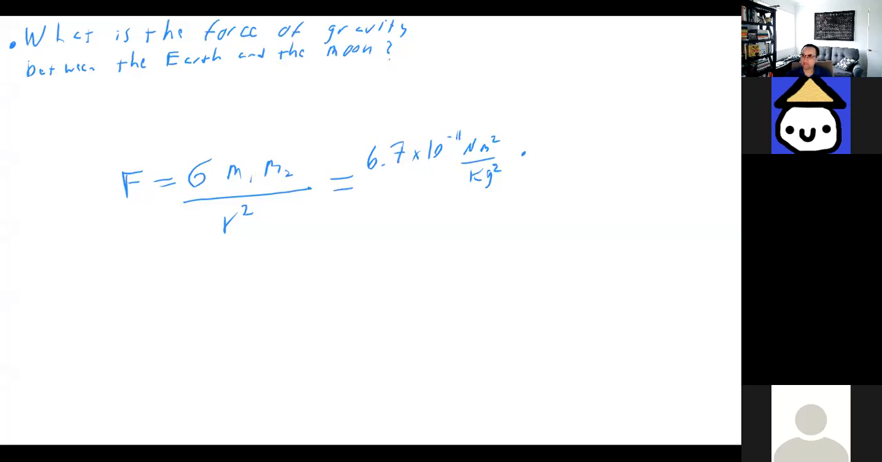And we're going to multiply this by the first mass, which is the mass of the Earth. Really it's about 6, well, let's go 6.0. We're going to round to 1 decimal place. 6.0 times 10 to the 24th kilograms. That's the mass of the Earth. Times the mass of the Moon. The mass of the Moon is 7.3 times 10 to the 22nd kilograms.